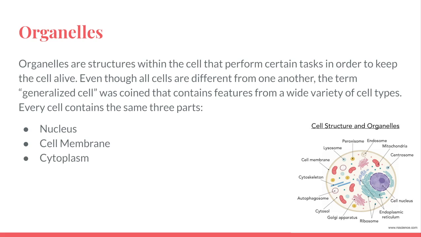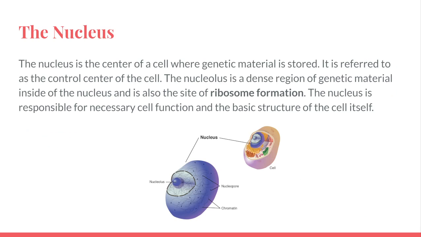Organelles. Organelles are the structures within the cell that perform certain tasks in order to keep the cell alive. Even though all cells are different from one another, the term generalized cell was coined, and it contains features from a wide variety of cell types. Every cell contains the same three parts: the nucleus, the cell membrane, and cytoplasm. By every cell, I mean eukaryotic cells. On the bottom right, you can see a diagram of different organelles, and we'll go further into that in a little bit.